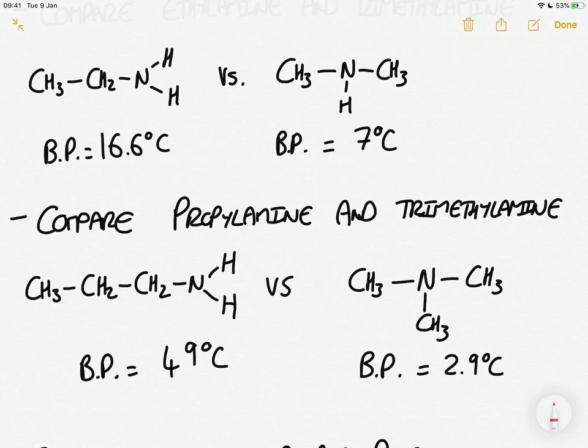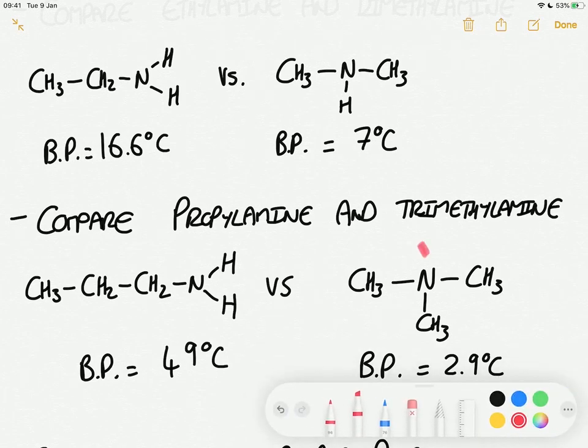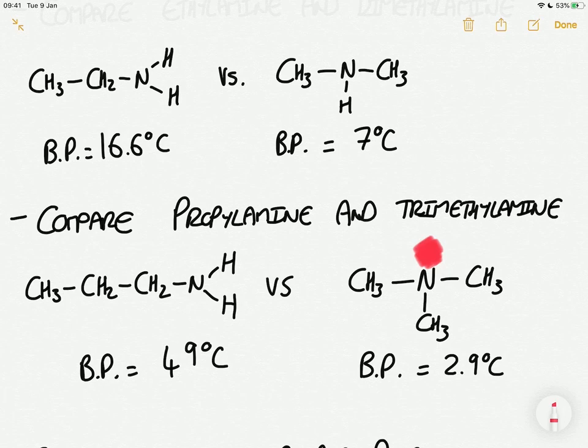So you should have thought of or spoken out a suggestion. It's all to do with what's not here. Because trimethylamine is a tertiary amine, there is no longer a hydrogen atom attached to the nitrogen. That means it's not capable of forming hydrogen bonds.